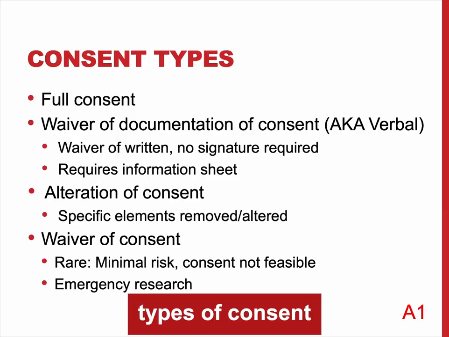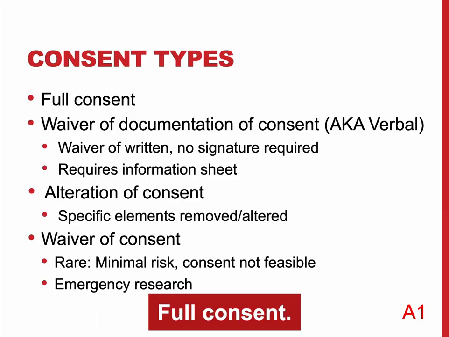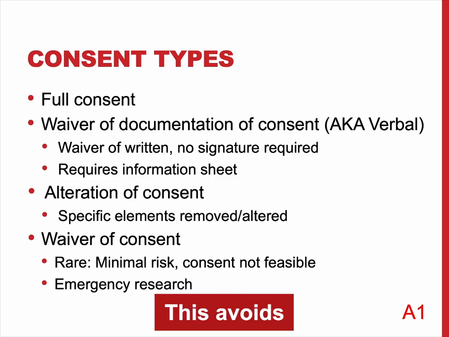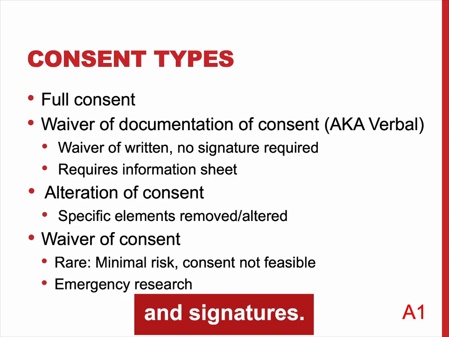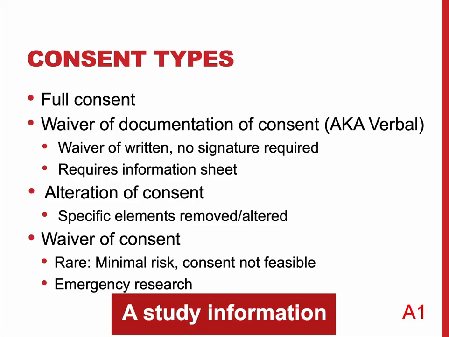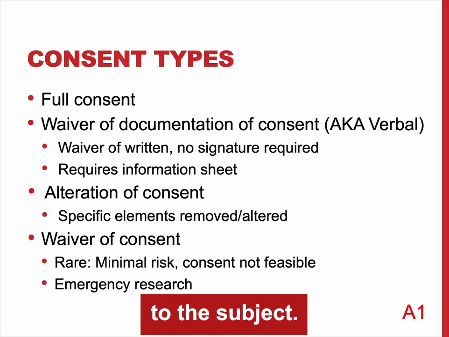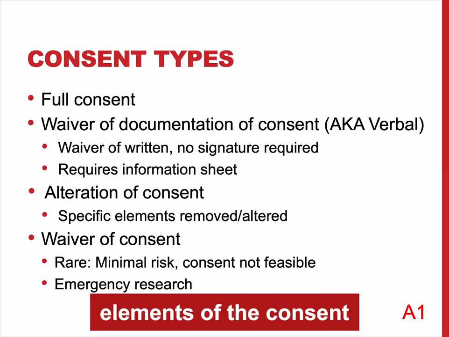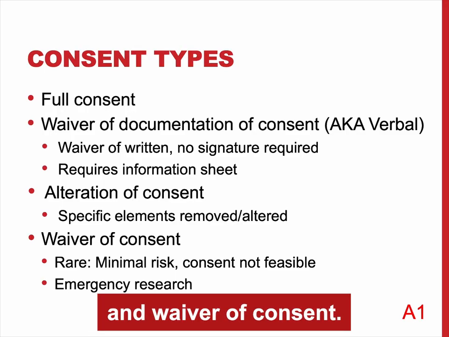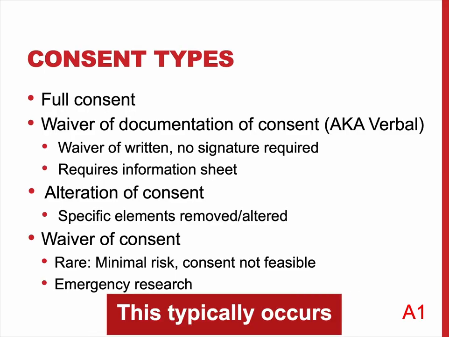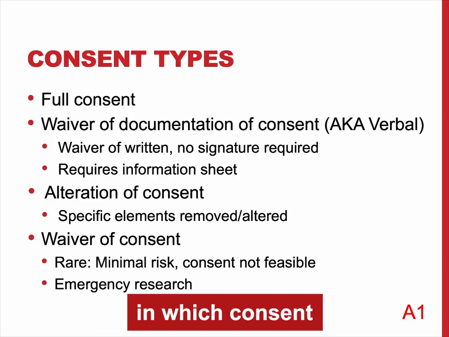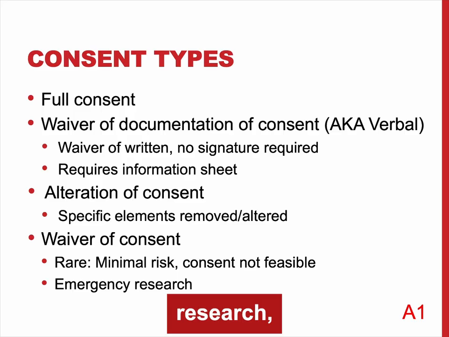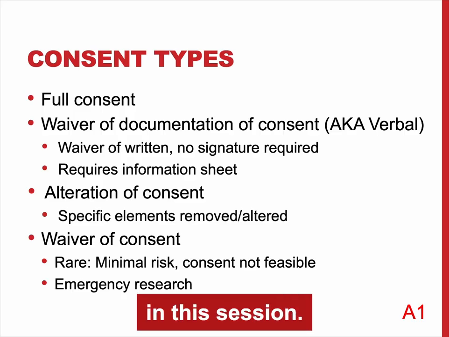There are 4 types of consent that can be requested. Full consent, waiver of documentation of consent. This is often called verbal consent. This avoids the need for a full consent document and signatures. A study information sheet is required to be provided to the subject. Alteration of consent, in which specific elements of the consent are removed or altered. And waiver of consent. This is rare. This typically occurs in minimal risk studies in which consent is not feasible, for example, in emergency or resuscitation research, which we will talk about a little bit later in this session.